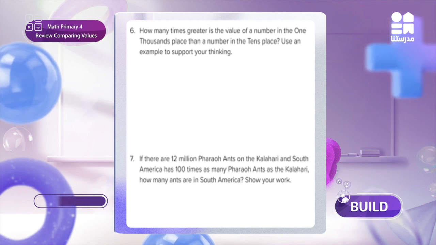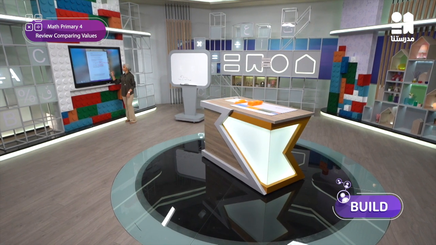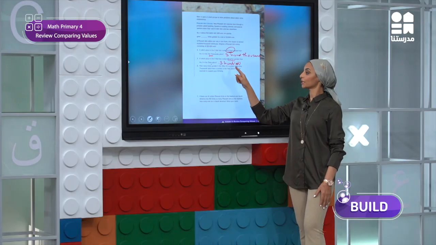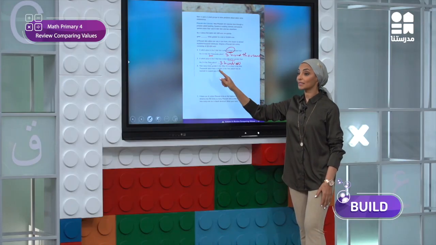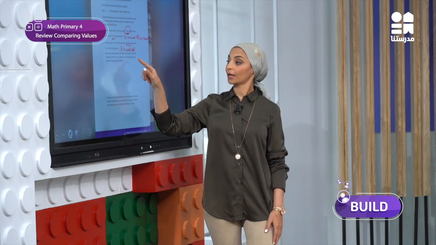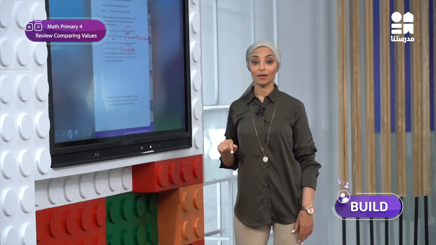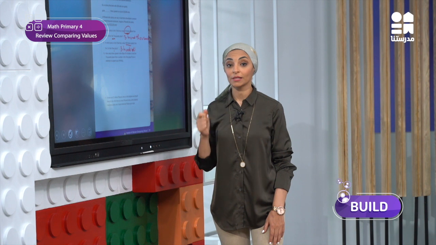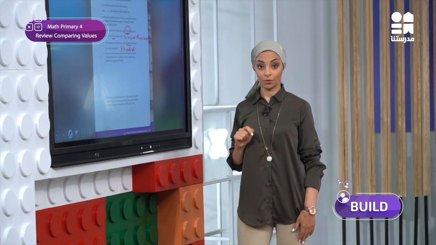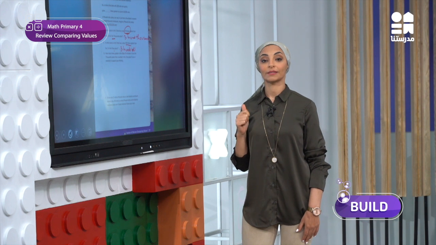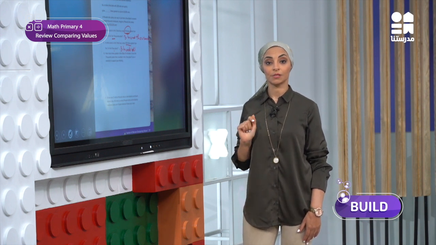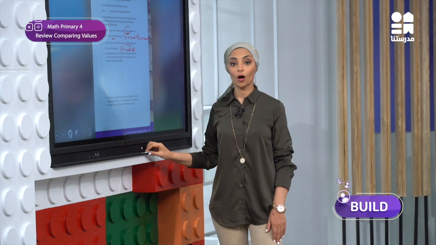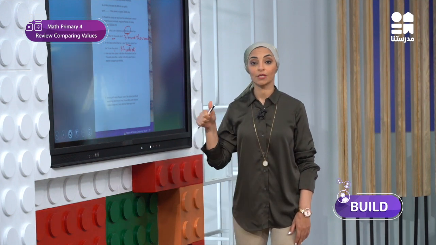Now, in problem 6, you want to know how many times greater is the value of a number in the 1000th place than a number in the 10th place. Of course, you know that the value of the number in the 1000th place equals 1000 times, and the value of the number in the 10th place equals 10 times. So, to move from the 10th place to the 1000th place means the value will be 100 times.